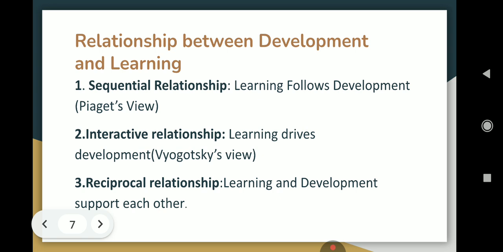So this is the reality. Both are important. Both go hand in hand. They are parallel. It is not like this proceeds and then this proceeds. No, they are parallel. They go hand in hand.